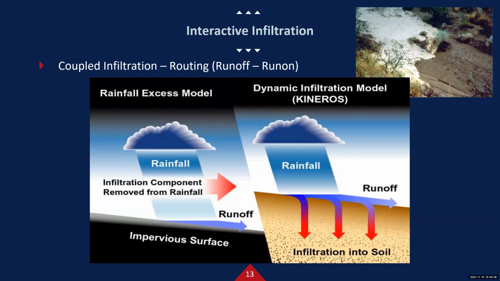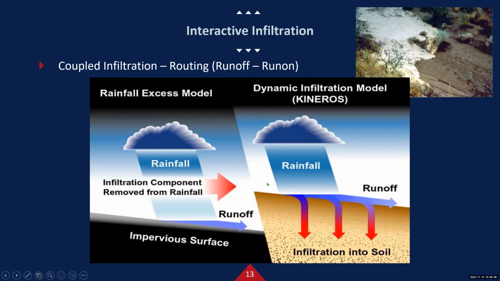And this is an example. KINEROS was one of the first models to do interactive infiltration. It's more common now, but in older models where they did just rainfall excess, they would often take the hydrograph and then apply some method of abstraction and subtract out the infiltration from the hydrograph and typically just route that water down an impervious surface.